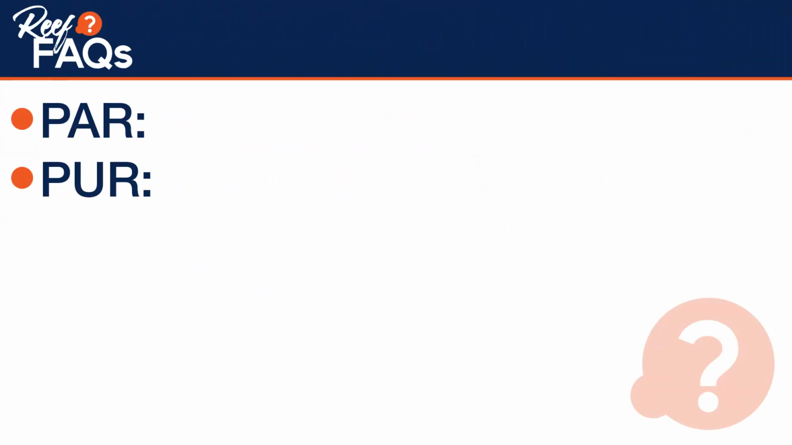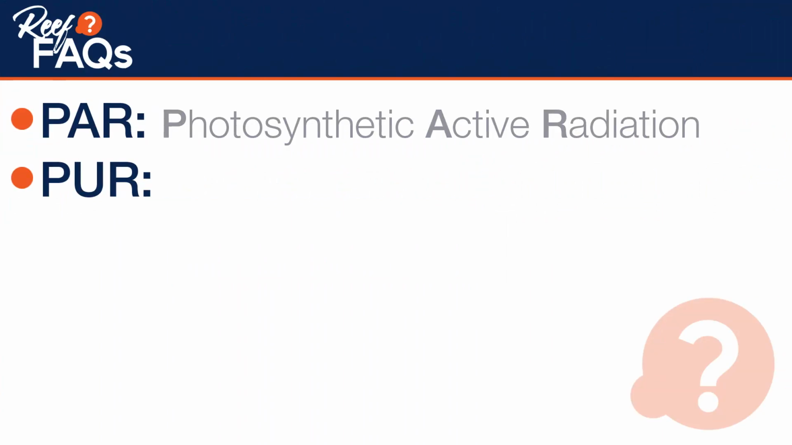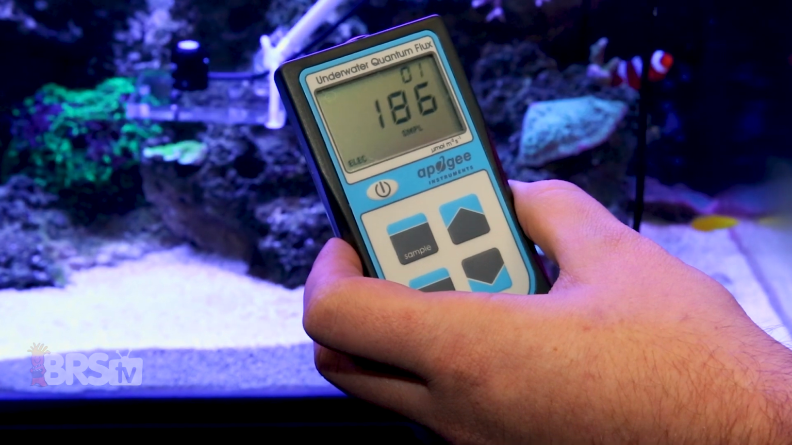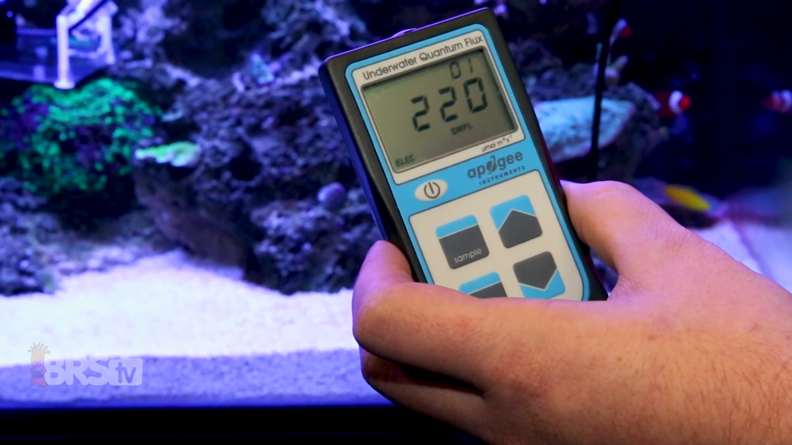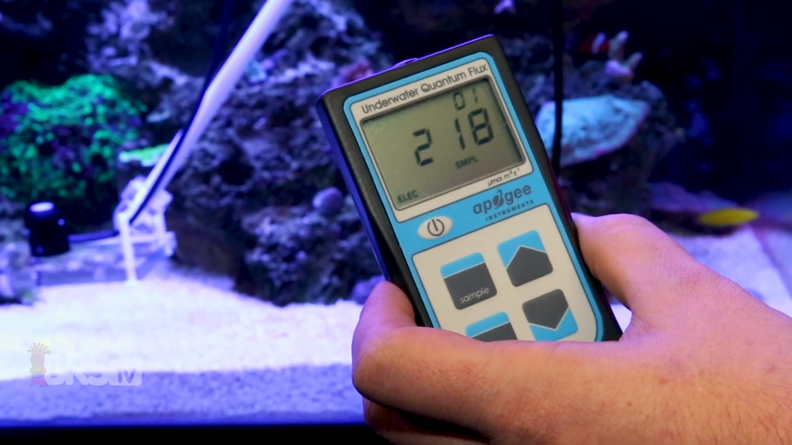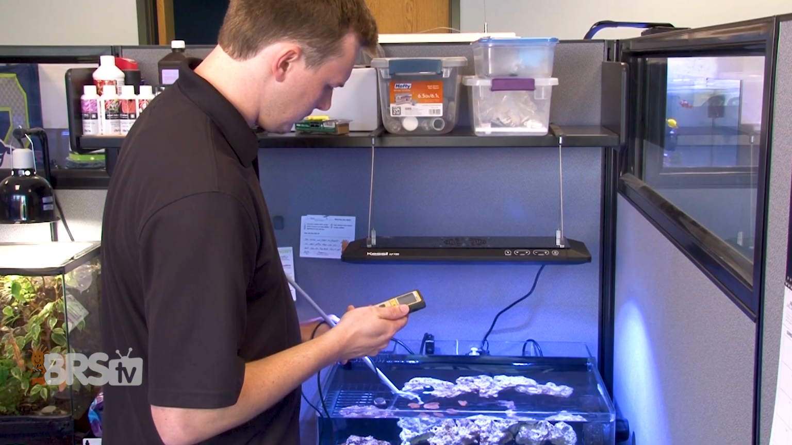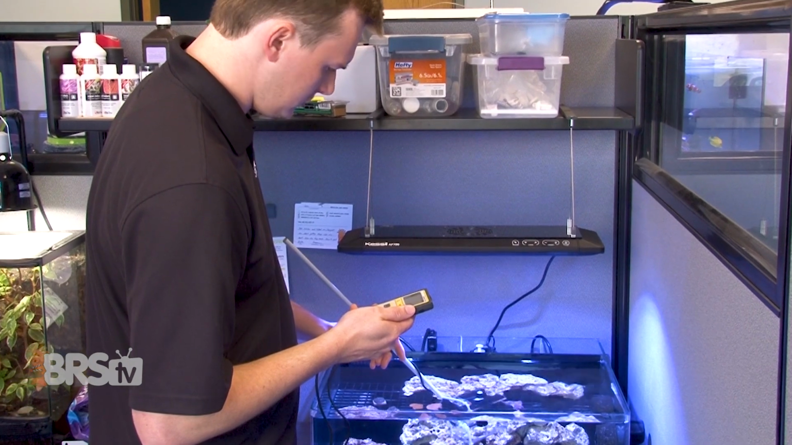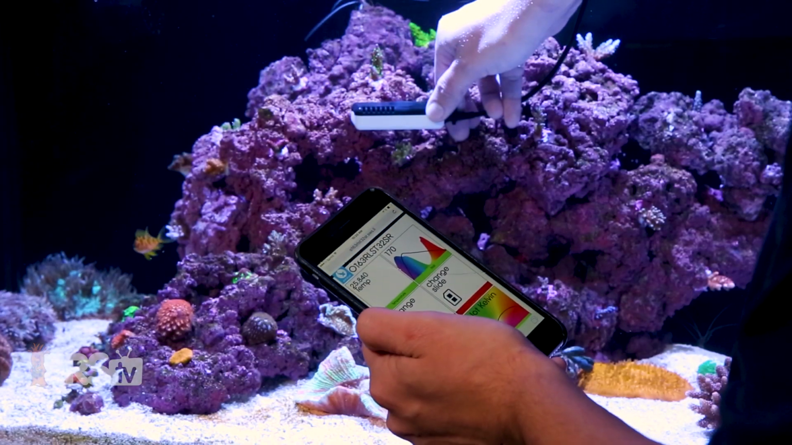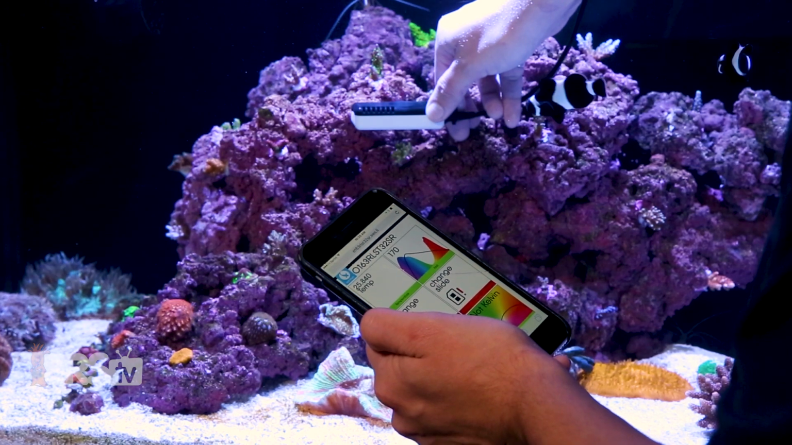The difference between the two is kind of subtle in name. PAR is photosynthetic active radiation versus PUR, which just swaps out that middle word, photosynthetic usable radiation. So what does that mean? Well, we all understand PAR is the number one way that we measure the intensity of our lights, and it's generally accurate for our purposes. The thing is that it will pick up and measure some wavelengths of light that are not valuable to our application of growing corals. So it's a good, but less than perfect tool for measuring and adjusting lights.